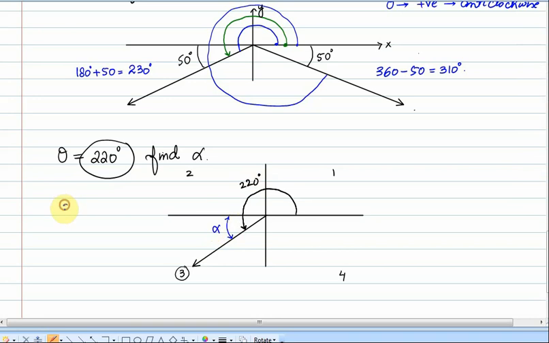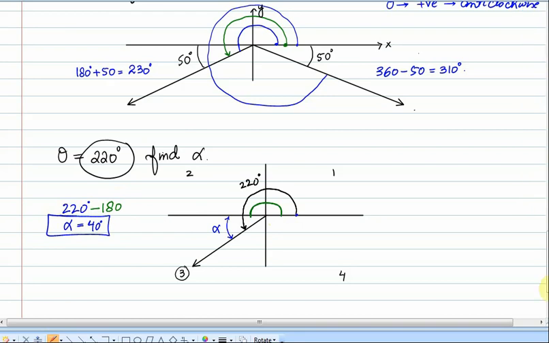It's very simple. 220 from the positive x-axis till this point, and we know that this angle here is 180. So if you subtract 180 from 220, you will be left with angle alpha, and that is 40 degrees. So that's how you can find the value of alpha if theta is known, right?